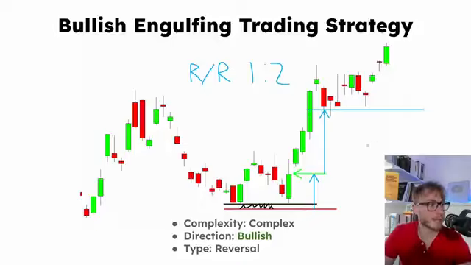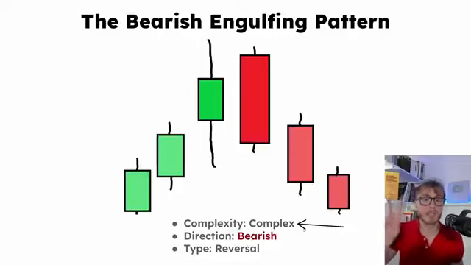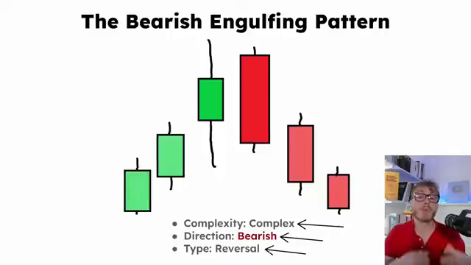Now let's switch the attention here and take a look at the bearish engulfing pattern. Once again, the bearish engulfing pattern is a complex pattern because it consists of 2 candlesticks. The direction here is bearish because the goal of the pattern is to push the price down, and this is yet again a reversal pattern.